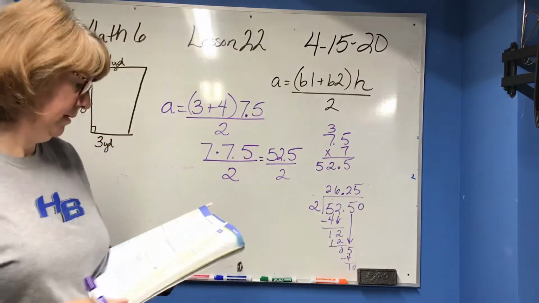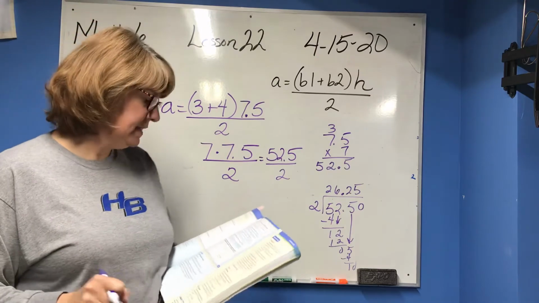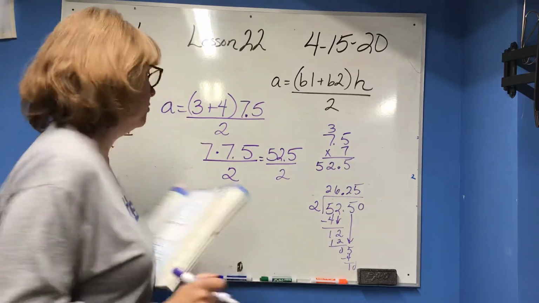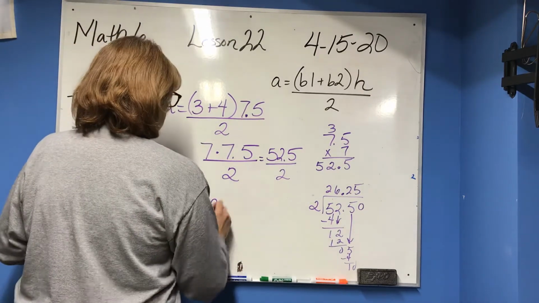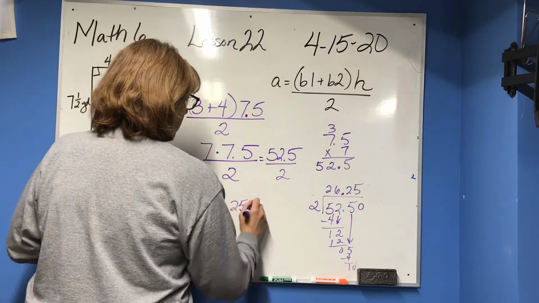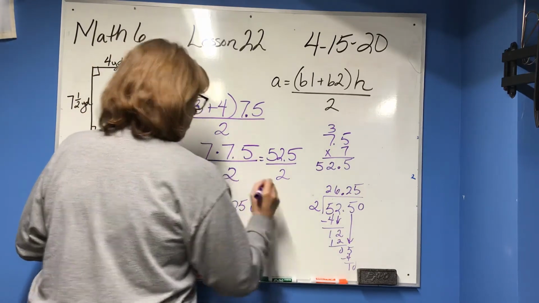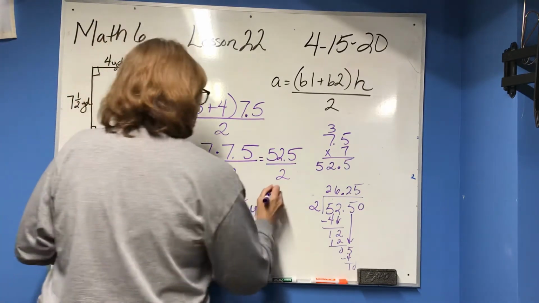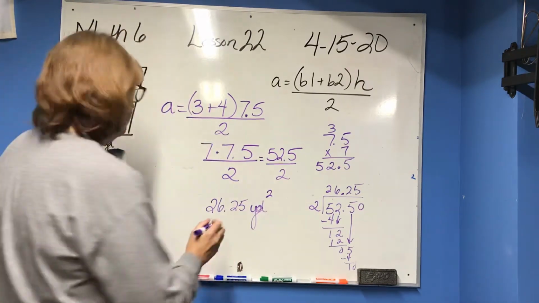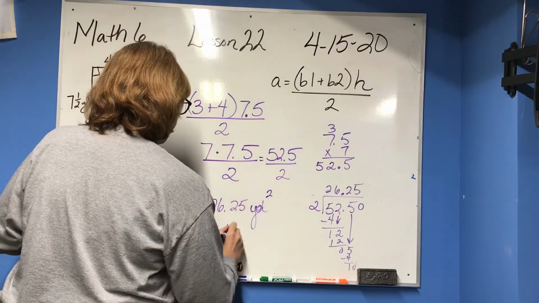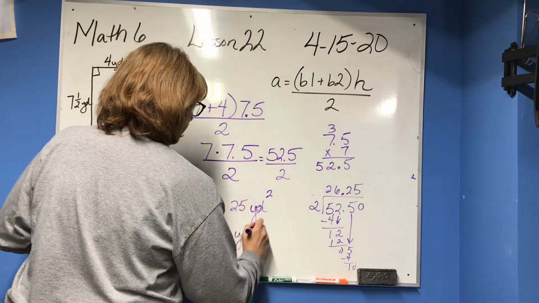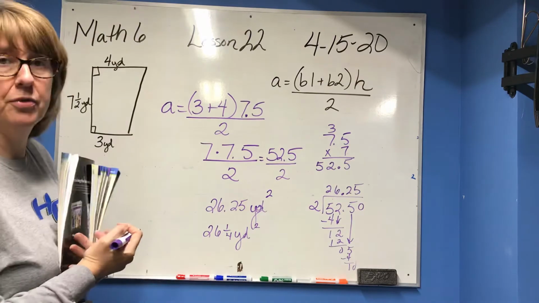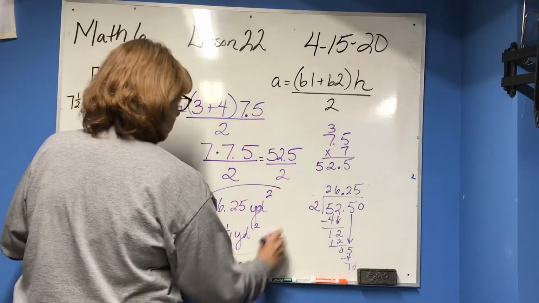Okay, let's see if I'm right. Aha! 26.25 yards. Okay, so the answer is 26.25 yards. This is a two-dimensional shape, so area is to the second power. If you kept it a mixed number, it would be 26 1/4 yards squared. So this is our correct answer.